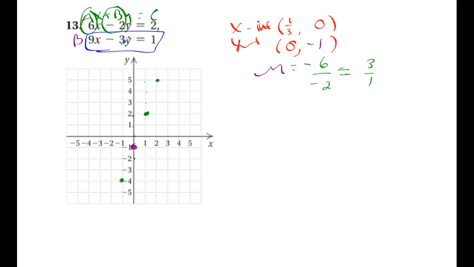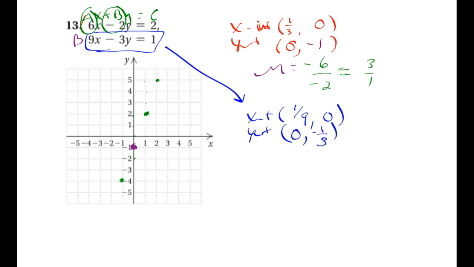Well, when I look at line B, using x-intercepts and y-intercepts, you can spend the time to do this. They're both pretty bad. The x-intercept turns out to be 1/9, 0, which I don't want to plot, and the y-intercept turns out to be 0, negative 1/3, which again I don't want to plot. So I could go to my calculator and try to solve this thing for y and graph it and then look at the table setup, which I've shown you in an earlier video. But let's look at the slope before we do all that.